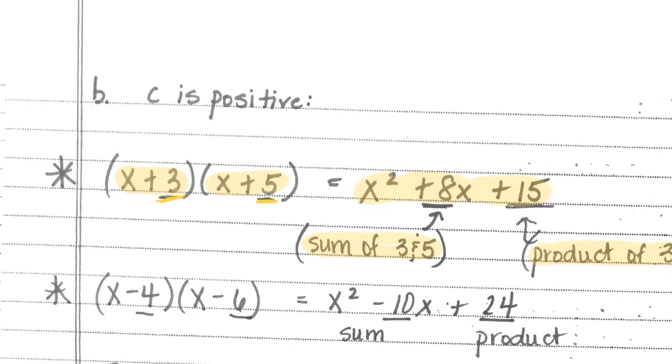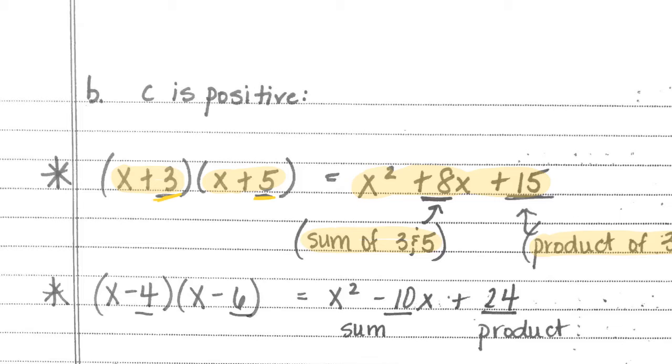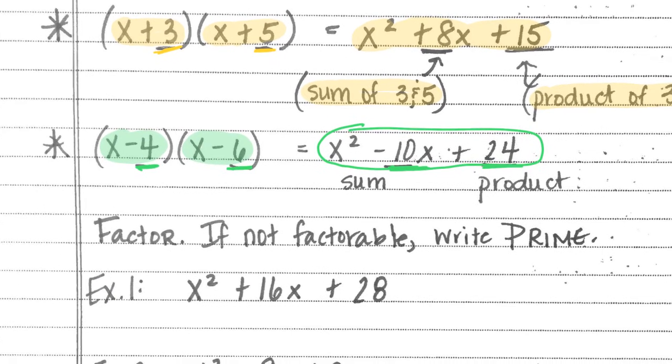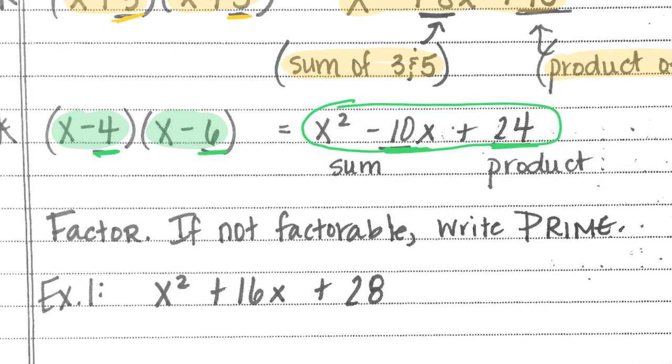Let's look at one more. X minus 4, x minus 6. My numbers are 4 and 6. When I add those together, I get that middle term. When I multiply them together, I get that constant, because we are foiling first, outer, inner, last. So now we're going to get this, and we're going to go backward. So we're given the trinomial, and they're telling us to factor, and they're saying, hey, if it's not factorable, write prime.